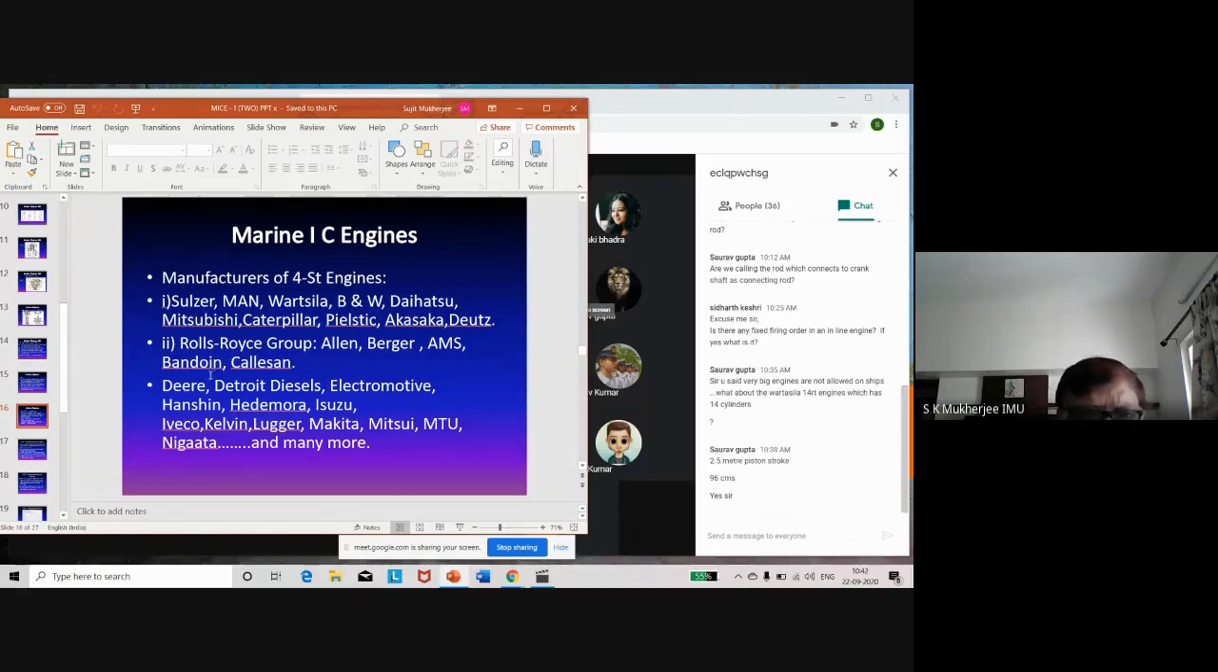Okay. Next is Baudouin, Callesen. Baudouin is Spanish, Callesen is Italian. So they are given licensee to all the other countries. Deere, Detroit Diesel, Electromotive, Hanshin, Hedemora, Isuzu, Japanese, Iveco is I think Swedish. Swedish, yeah. Hedemora, Isuzu. So Lugger, Makita, Mitsui, MTU, there are so many. So don't block your mind about four-stroke engines. The sky is the limit for manufacturers of four-stroke engines.